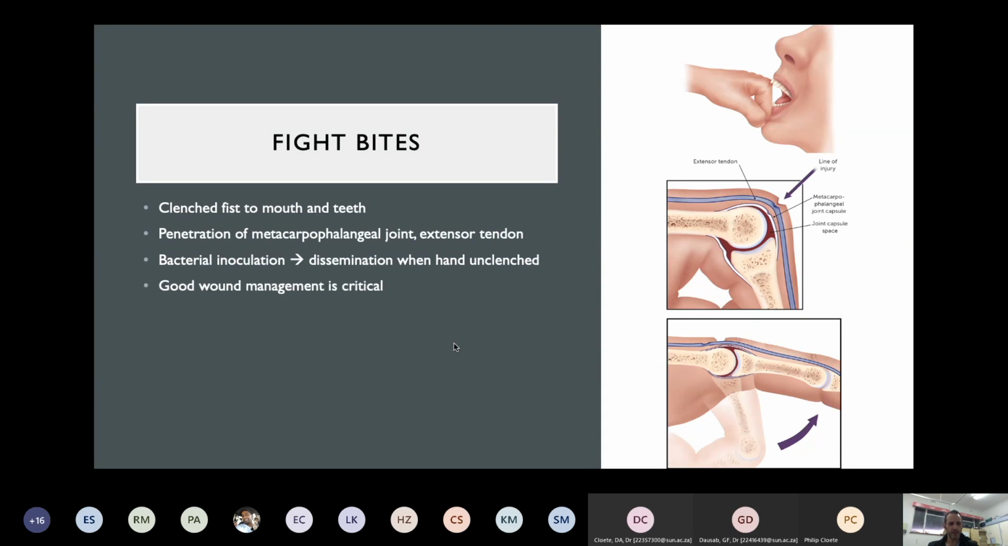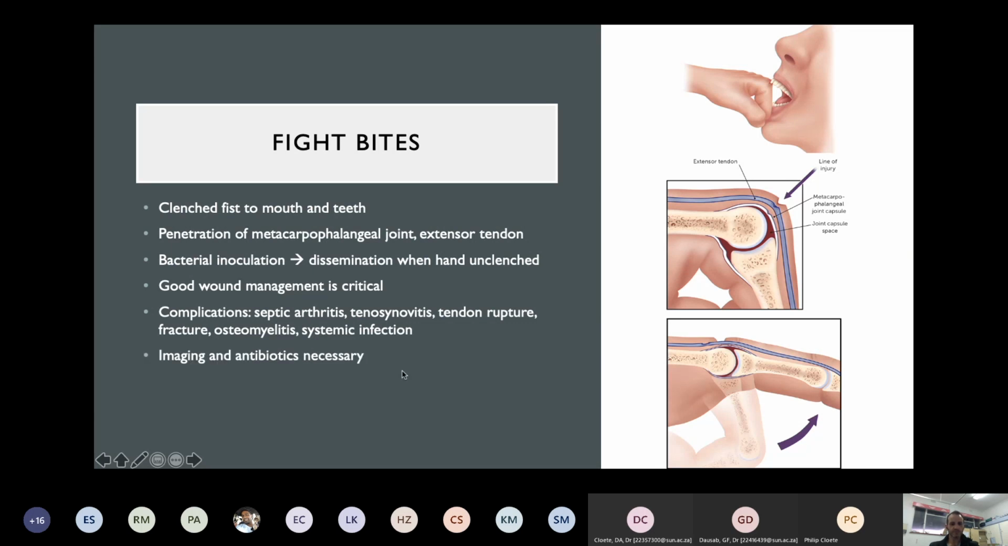For these guys, good wound management is critical, so make sure that you explore the wound, wash the wound, and give them prophylactic antibiotics. This is the one case where you definitely will give prophylactic antibiotics. These guys are prone to septic arthritis, tendon rupture, osteomyelitis if it's a delayed infection, and also systemic infection.